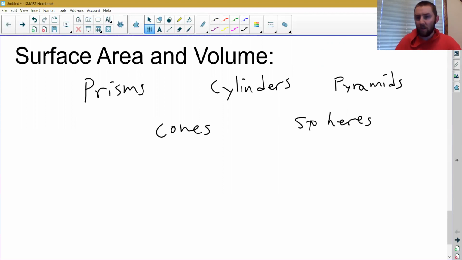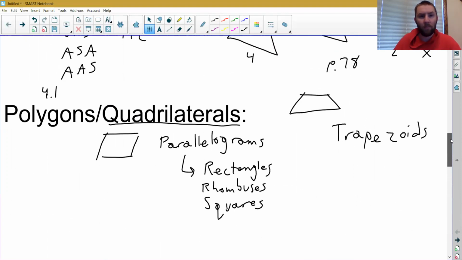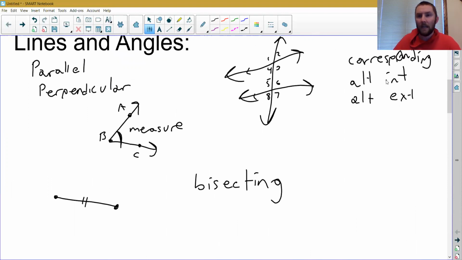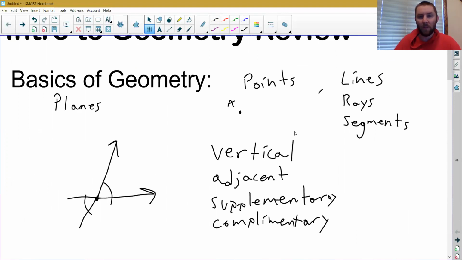If you have any questions about any of this stuff, any of these vocabulary words that you can't remember and can't find in your book or somewhere on the internet or in your notes, please let me know. And otherwise, like I said, this is sort of things we might see on a final quiz. Surface area, area and perimeter, polygons, quadrilaterals, triangles, lines, angles, all these different types of vocabularies, and then of course the basics of geometry. So if you have questions, let me know.